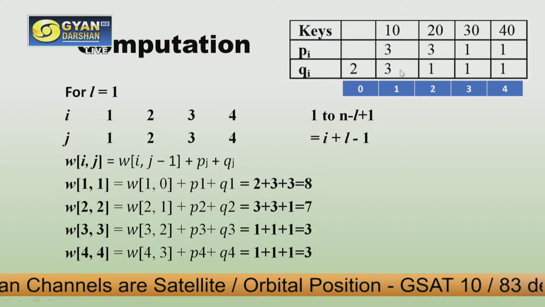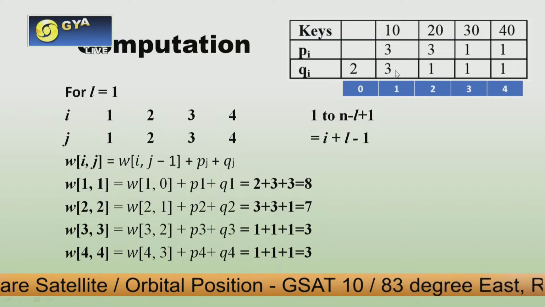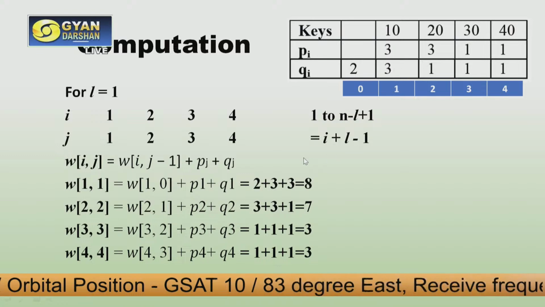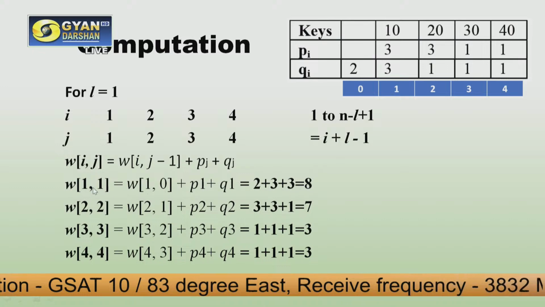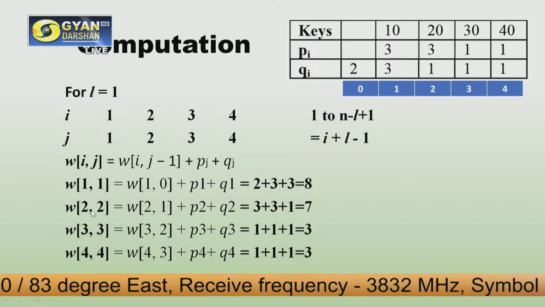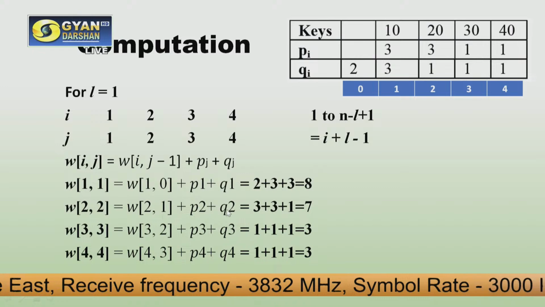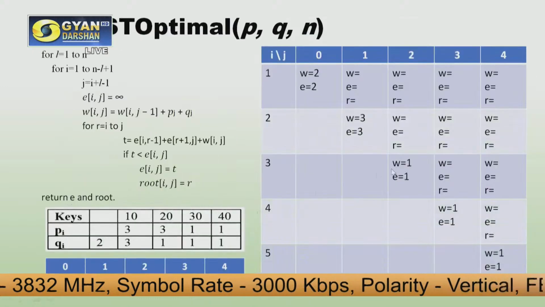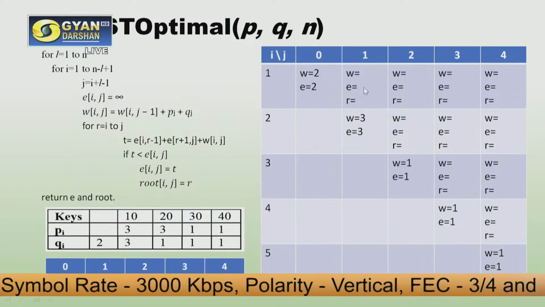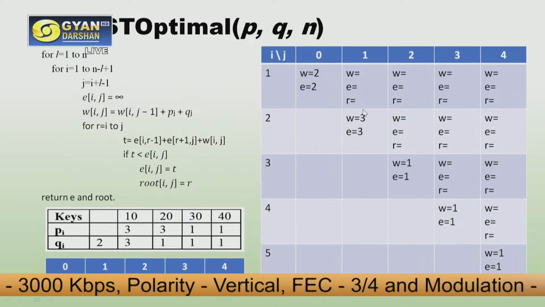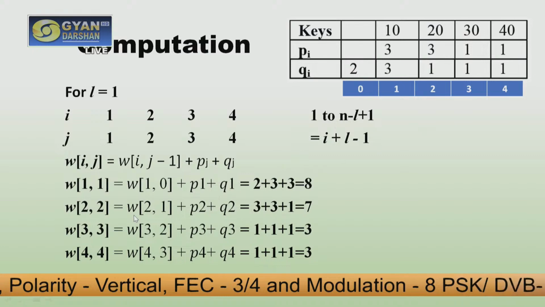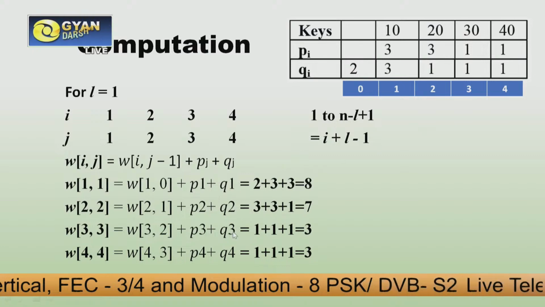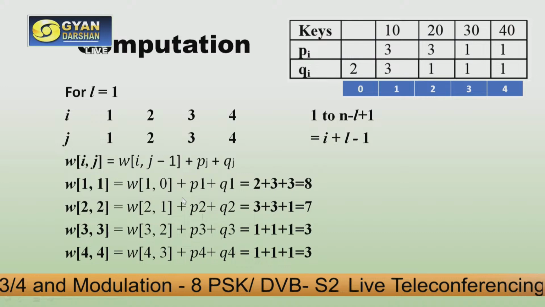Over here P1 is 3 and Q1 is 3, right? So W11 becomes 8. W22 likewise will be computed to be 3. In the previous diagram, you can remember, this is 2, 1, and the rest are all 1. So W21 was 3, W32 was 1, W43 is 1.